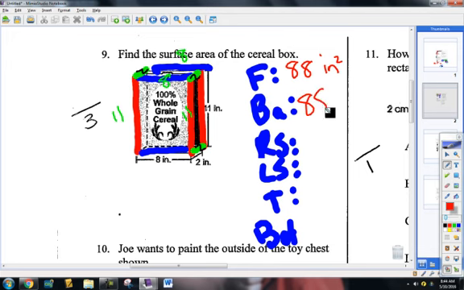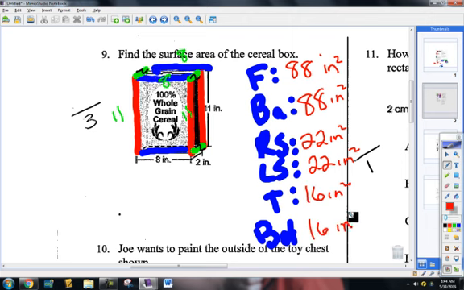Then I know the back's also 88 inches squared, because front and back have to be the same in a rectangular prism. The right side and left side have to also be the same. So I look at it and say that's green by red. So that means 2 by 11, which would be 22 inches squared. 22 inches squared. The top is going to be a green by blue, so that's going to be 2 by 8. So that's going to be 16 inches squared. 16 inches squared. Everybody see how I'm doing this? I got to add all these up. What do I end up getting?